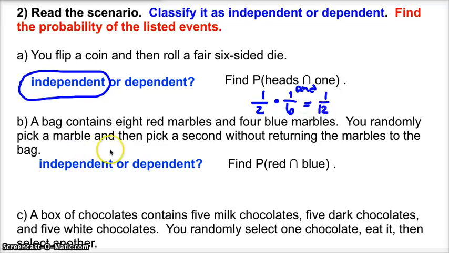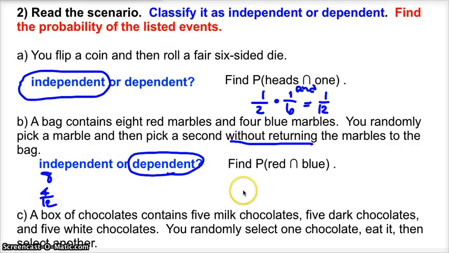A bag contains 8 red marbles and 4 blue marbles. You randomly pick a marble and then pick a second without returning the first. These events are going to be dependent because the probability of picking, well, how many are in the bag? We have 8 red and 4 blue, so there's a total of 12 marbles. So the probability of me picking a red marble is 8 out of 12. However, for the second draw, without returning means I'm going to hold on to that. And how many blues are there? Well, there's still 4 blues in the bag, but there are only 11 to pick from.